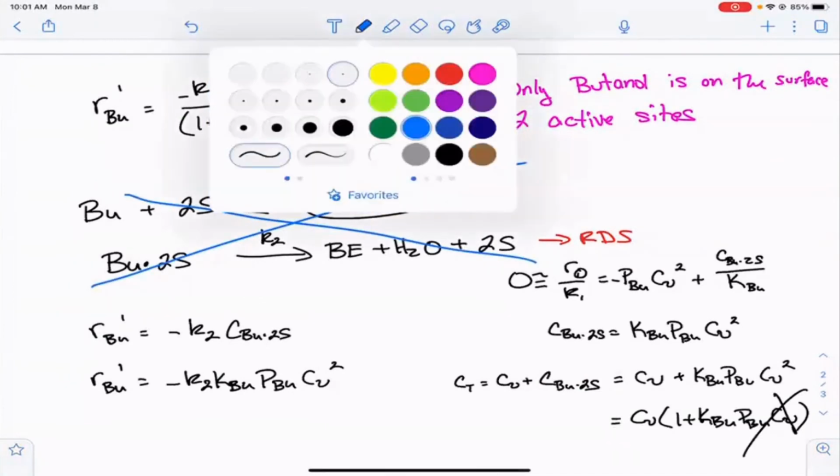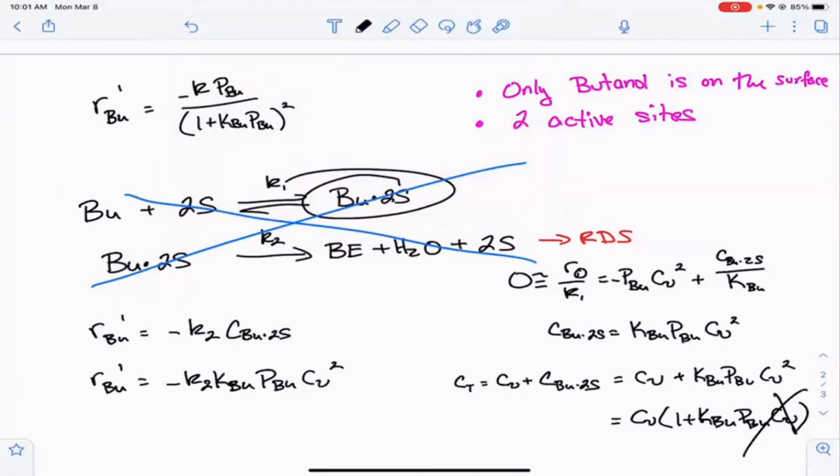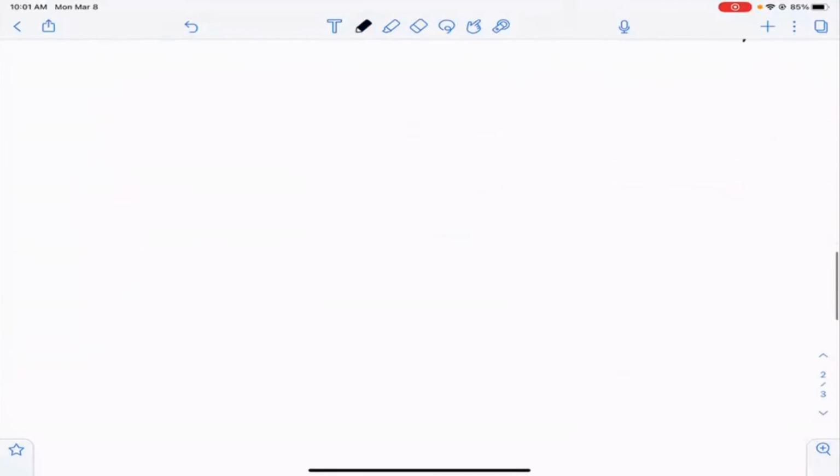Okay. And don't be disheartened. In fact, most of the time, the first mechanism that we put out there is wrong. So let's do this again. Again, we need 2 sites. We can only have butanol on the surface. So another way to think about this is that maybe you break a bond when you adsorb butanol. So let's say that you have butanol plus 2 sites gives you some intermediate, we'll call it Bu star dot S. We don't know what it is. We're just going to say, look at some intermediate. And that has K1.